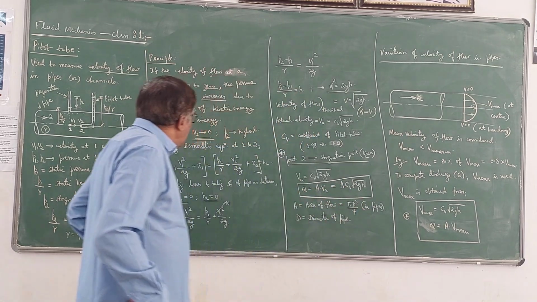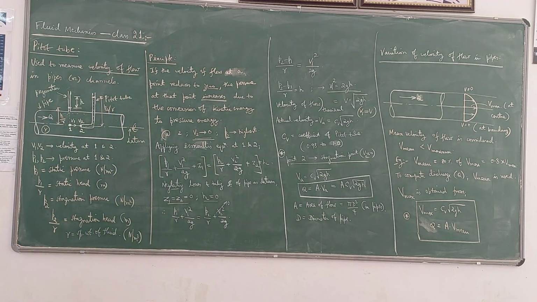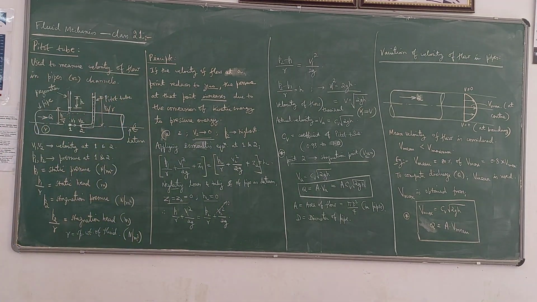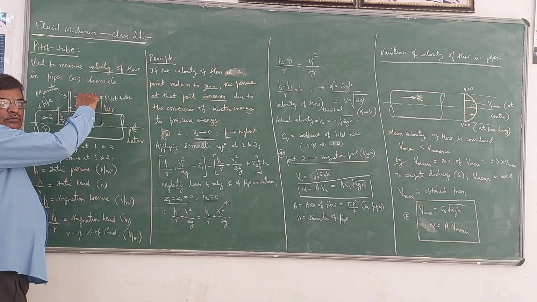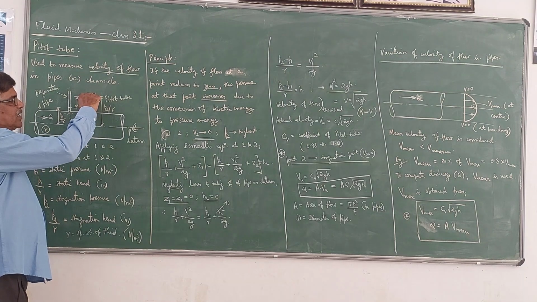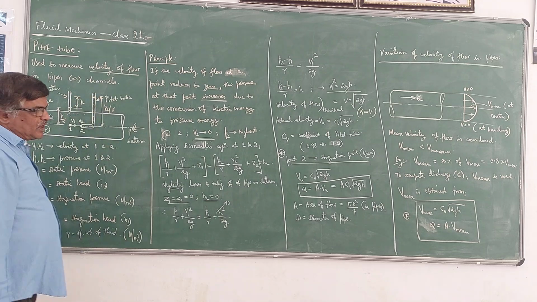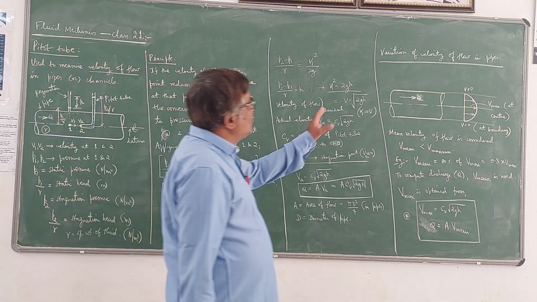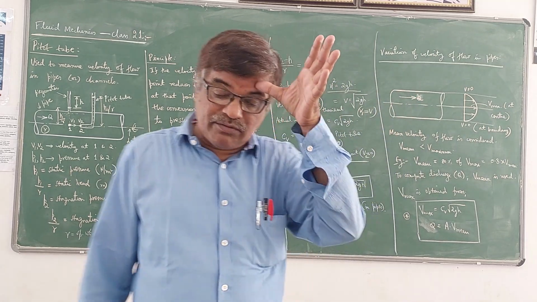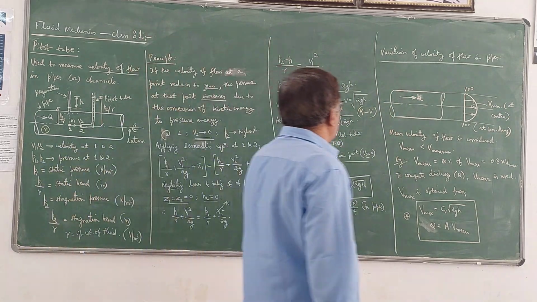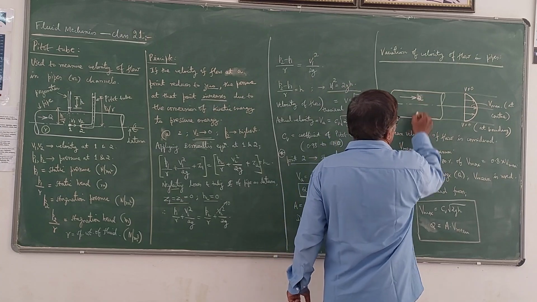So if you want to know the velocity of flow in a pipe using a Pitot tube, we only have to measure the level difference of the liquids in the two tubes. That is the meaning. Now, of course, here the velocity will not be uniform. In the case of a pipe flow, the velocity will not be uniform throughout its cross section.